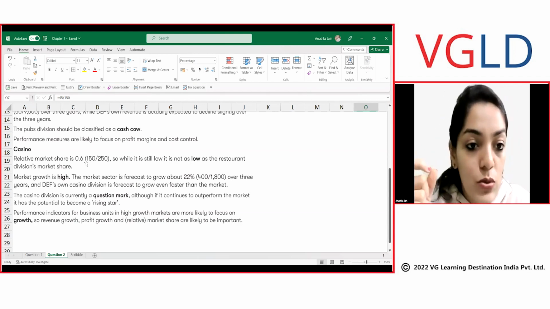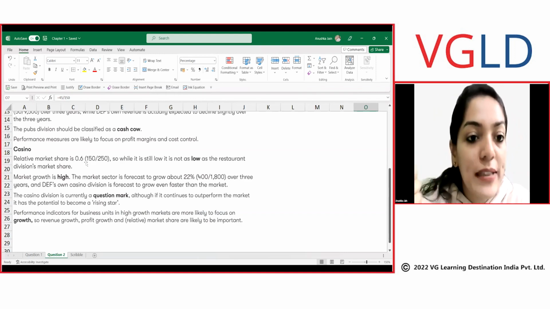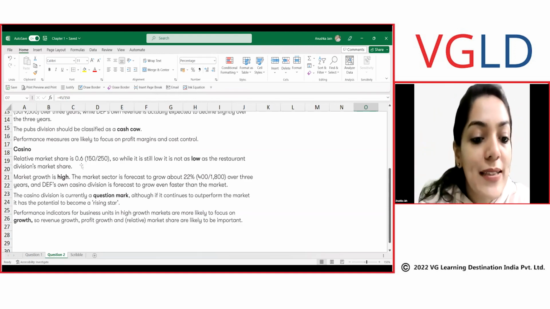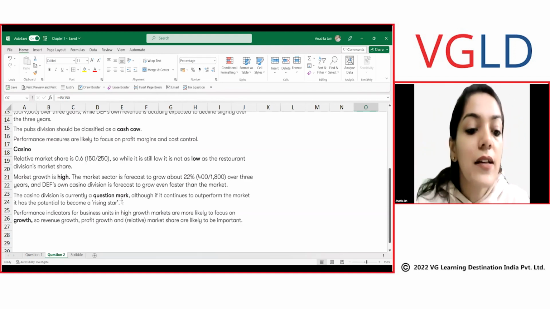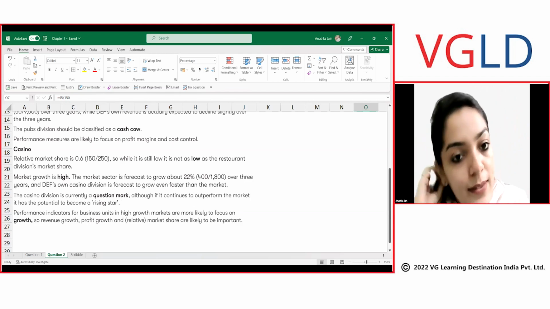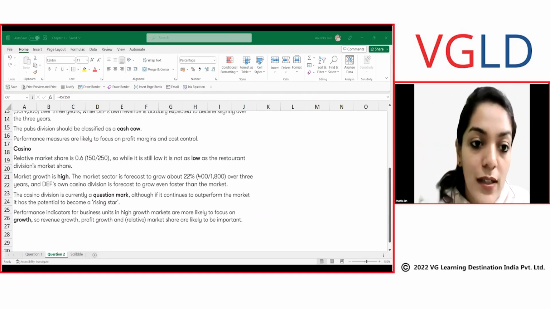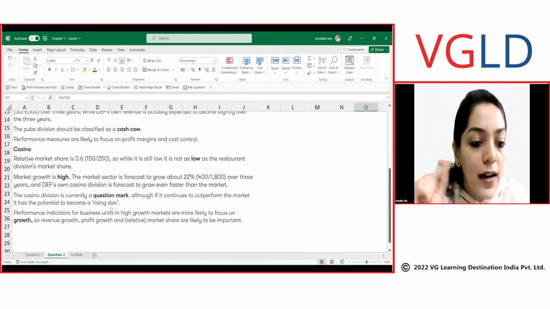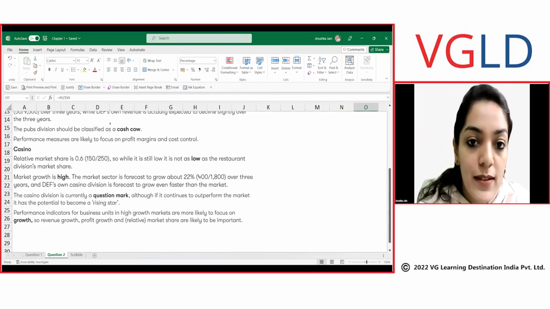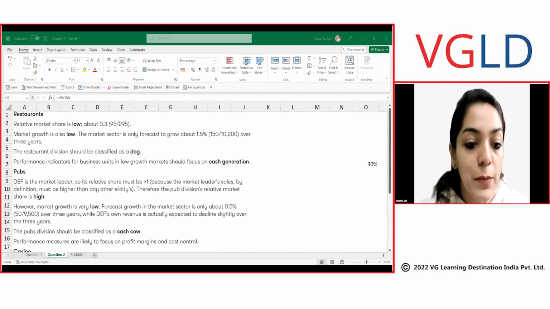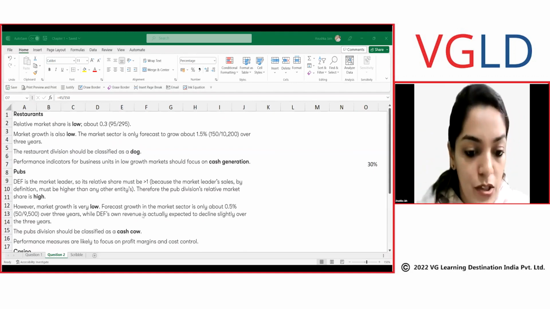If it is very close to 1, like 0.8, 0.9, then it's okay. Then you can call it a star. But because it was 0.6, we are calling it a question mark. Is it okay? Everyone, did you understand? I'm not saying your answers are wrong, but I'm saying it would be better to call it a question mark. Why? Because the market share is 0.6. See, if you look at pubs, what was it? It was higher than 1. So it was clear cut that it has a very high market share.